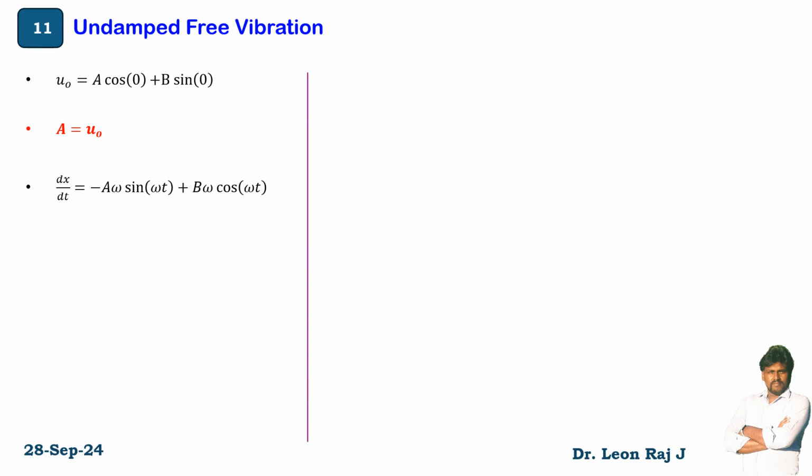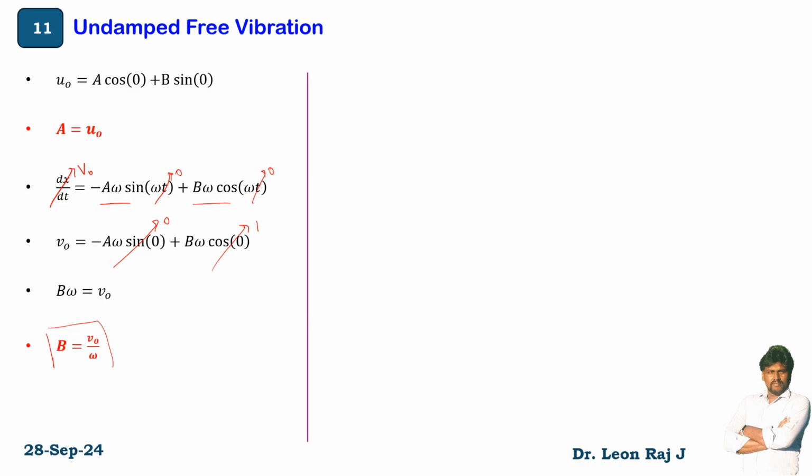Subsequently, for the differential of x, dx by dt equals minus a omega sin omega t plus b omega cos omega t. Replacing this with v0 at t equal to 0, if you substitute this, sine is 0 and cos is 1, and your v0 is equal to b omega, and b equal to v0 by omega. So the constants a and b were calculated. So your response x equal to u0 cos omega t plus v0 by omega sin omega t.